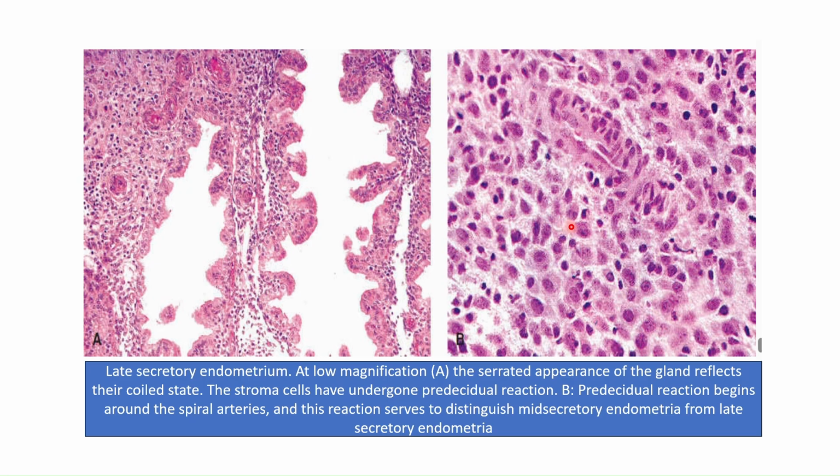So we can differentiate mid-secretory phase from the late secretory phase by absence of edema, prominence of spiral arterioles with pre-decidualized stroma and sawtooth appearance of gland.